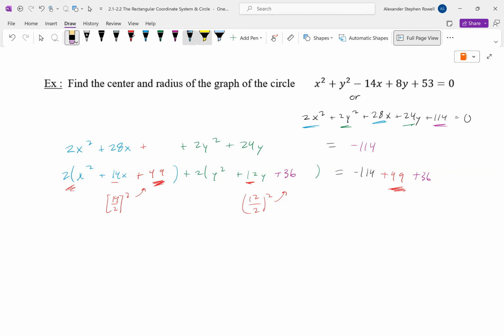Okay. It turns out for this problem, it's going to be easier if we just divide both sides by 2 before we actually start adding these numbers to both sides. If we divide both sides by 2, instead of factoring out the 2, life's a little bit easier for us. And 114 divided by 2 would be, is that 57? Then I can add 49 to both sides without worrying about it. And I can add 36 to both sides without worrying about it.